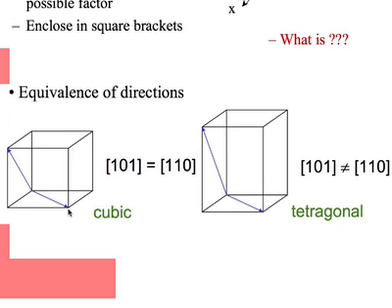Why? Because you can rotate the cube. It's rotational symmetry, right? So 101 is the same as 110. And you can, of course, come up with more symmetries. Now, these symmetries tend to be very important when you're studying properties that are direction dependent. We'll come back to these later on. And of course, they can get very complicated if you have more complicated lattices, right? Because the symmetries become complicated.